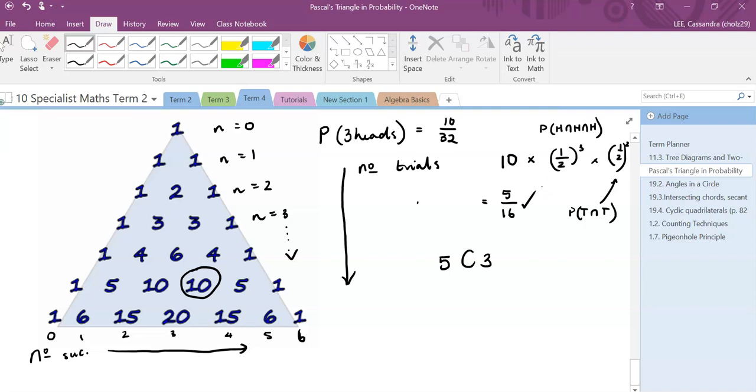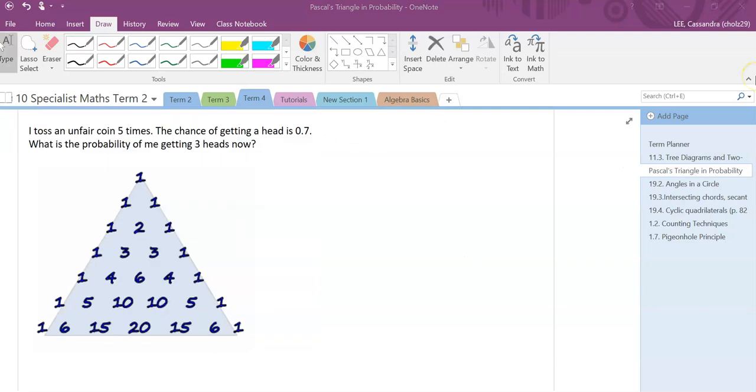So what would this look like if the probabilities weren't equally likely? Here we have a similar problem, but this time my coin is not a fair coin. So I toss an unfair coin 5 times. The chance of getting a head is 0.7, so I've weighted the coin on one side. What is the probability of me getting 3 heads now?